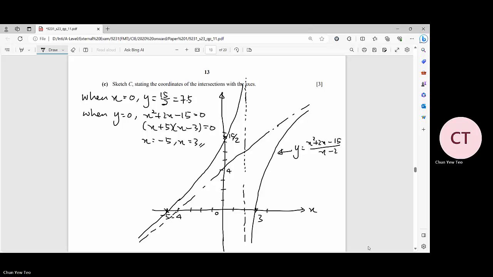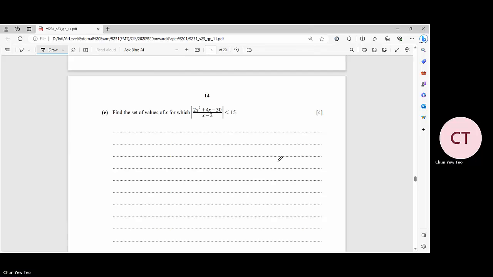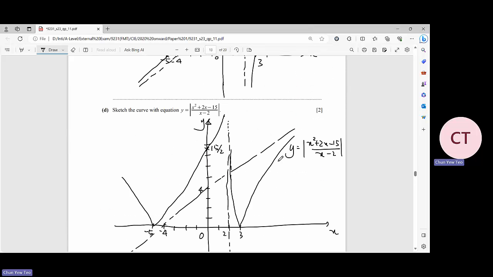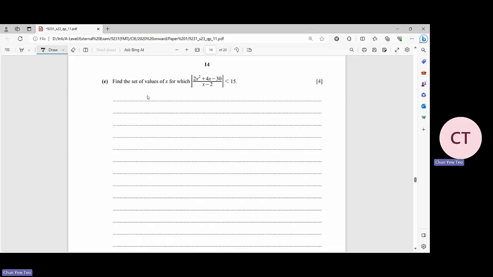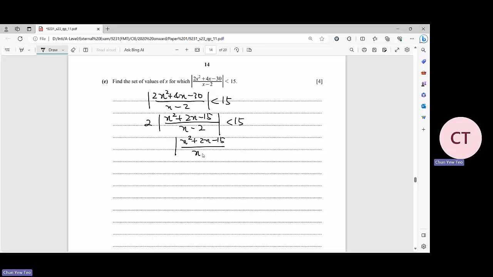Okay. So now we still have part E. Part E is actually you just have this one: (4x minus 30) divided by (x minus 2) less than 15. So you can see that in this question, you can take a 2 out. Then less than 15. Then you can have this as (x squared plus 2x minus 15) over (x minus 2) less than 15 over 2.